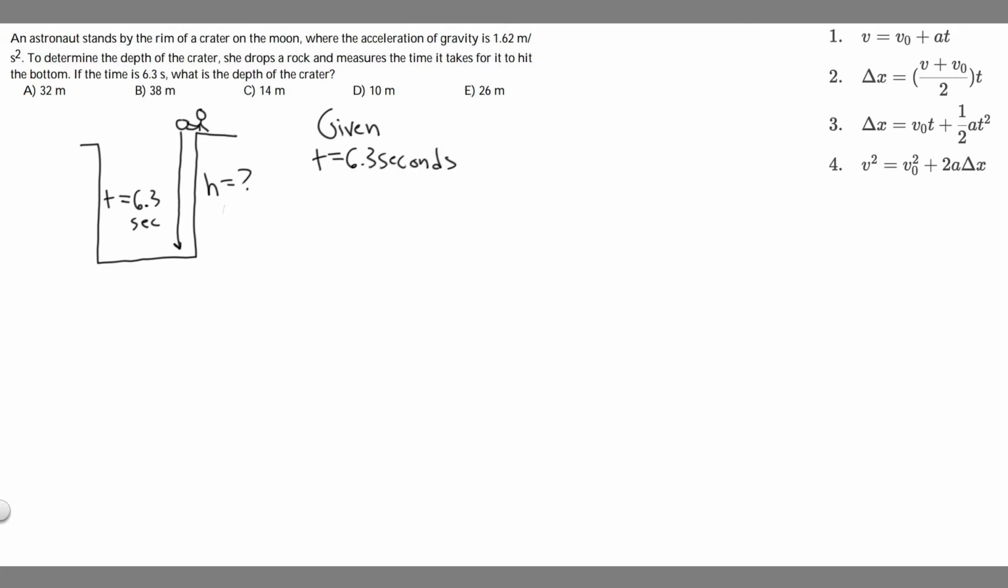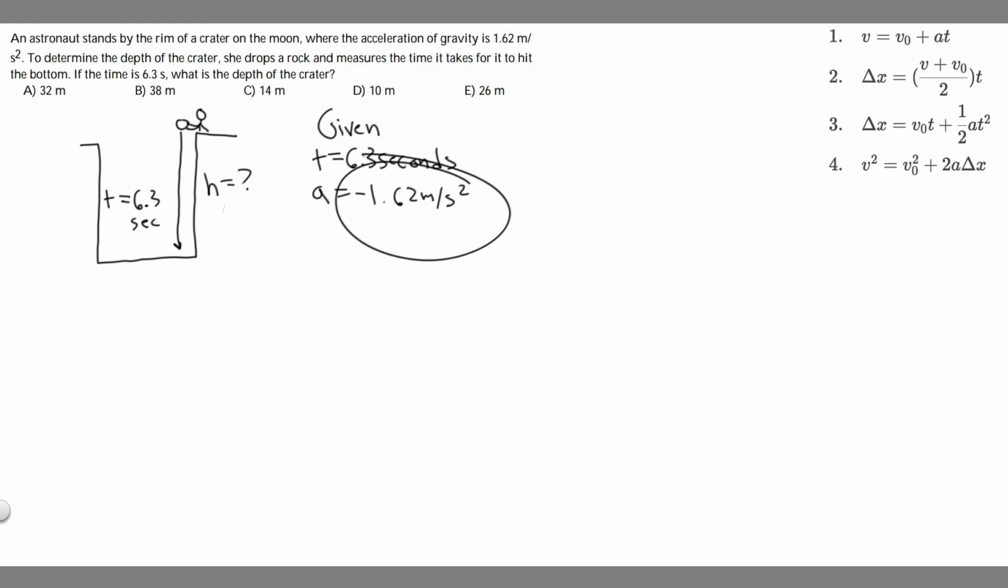We're also told the acceleration. So just as on a free fall problem on Earth, acceleration is minus 9.8 meters per second squared. In this case, it's going to be 1.62, because that's what it is on the moon. It's much less because the moon is much smaller than the Earth. So minus 1.62 meters per second squared. That's going to be the rate at which it falls.